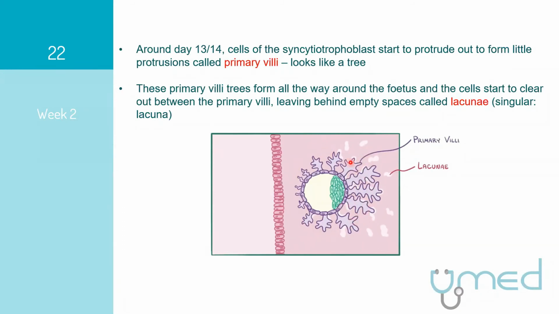So the primary villi trees form all the way around the embryo, and the cells then start to clear out between them. So you can see these little pockets here. We'll get more specific into this part later on. It forms these little pockets and they leave behind empty spaces, and we call those empty spaces lacunae. Singular would be lacuna, okay? Lacunae. Everyone good?